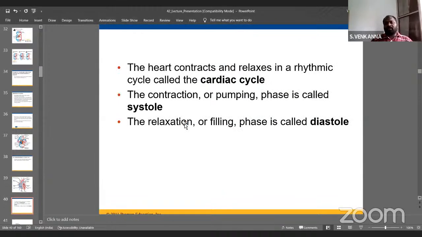The heart contracts and relaxes in a rhythmic cycle called the cardiac cycle, like lub dub, lub dub. The contraction or pumping phase is called systole. The relaxation or filling phase is called diastole. Contraction is called systole, and the relaxing phase is diastole.